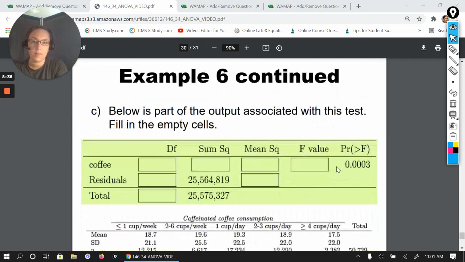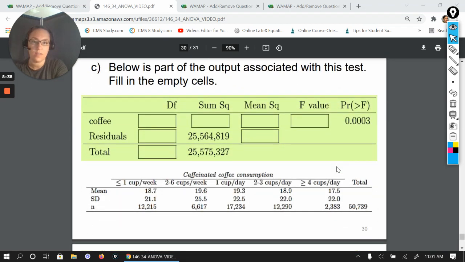Part C says below is part of the output associated with this test. Fill in the empty cells. Okay, so for degrees of freedom, remember this first row is the groups row. We know that there were 5 groups, so 5 minus 1, that equals 4. The residuals group is the sample size minus the number of groups, so n minus k.